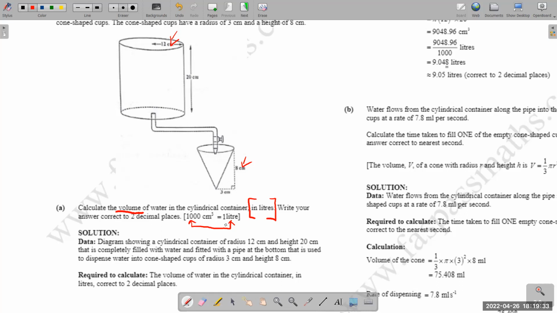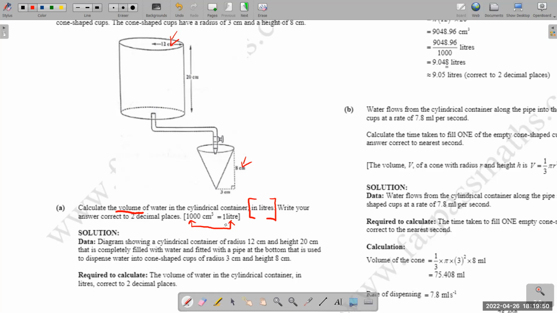So when you get your answer, obviously your answer is going to be in what? Centimeters cube. Everybody with me so far? No problem.